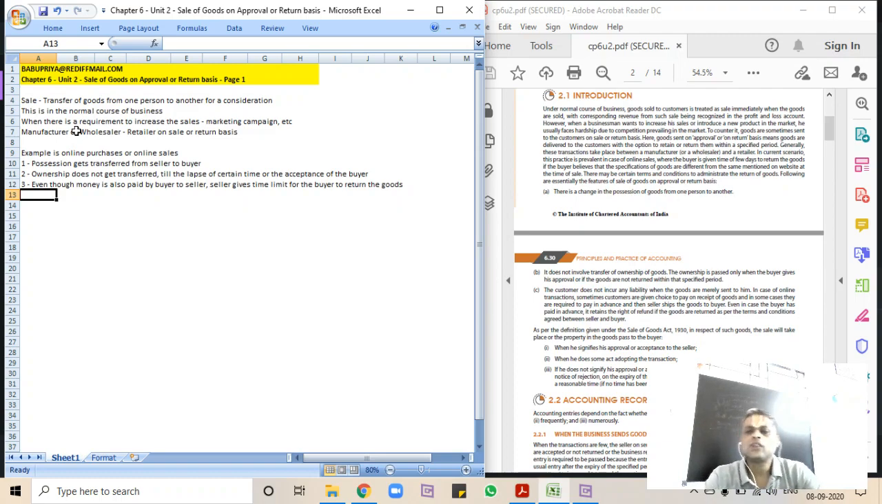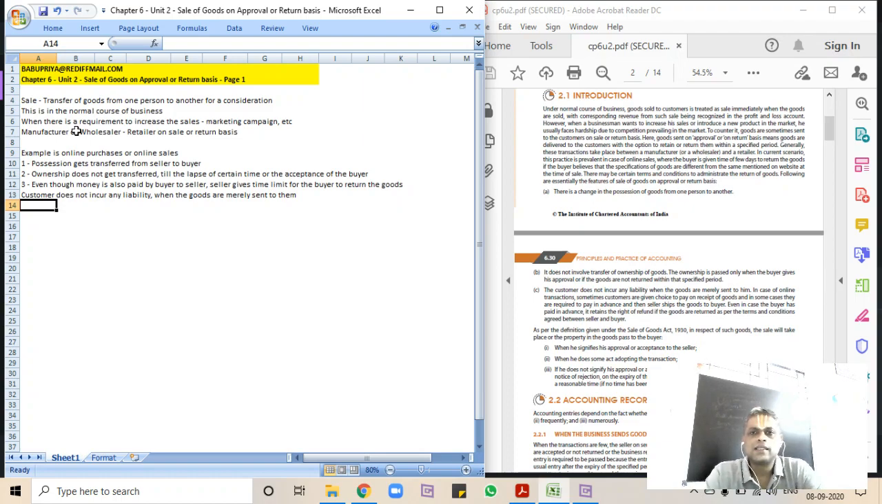So the customer does not incur any liability when the goods are merely sent to him, because the customer will have an option to return the goods anytime, right?